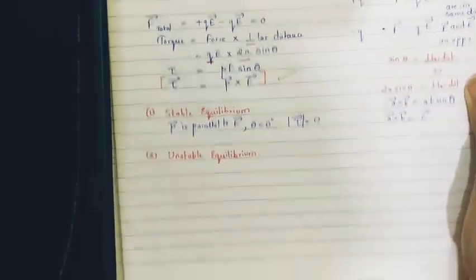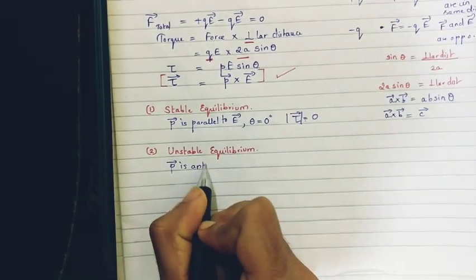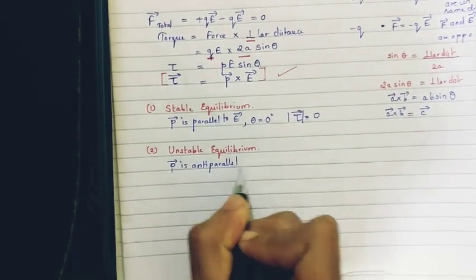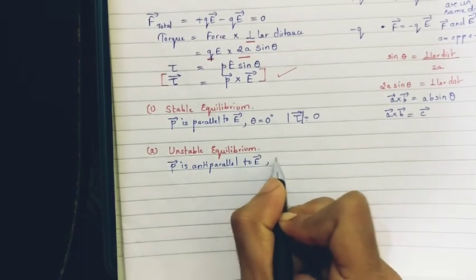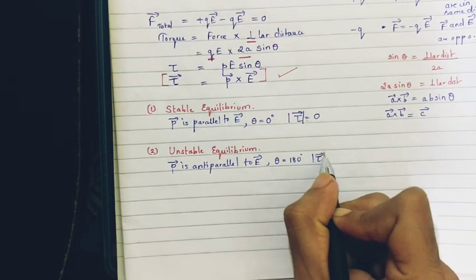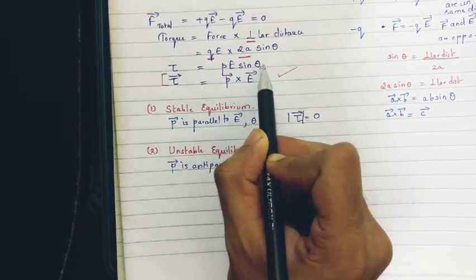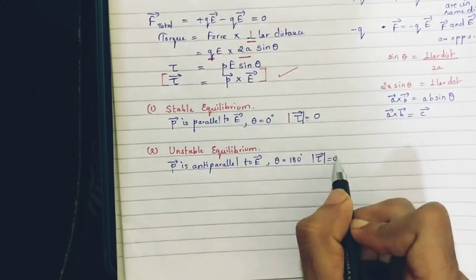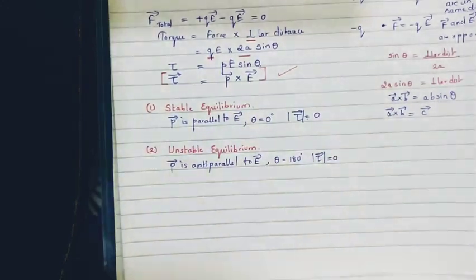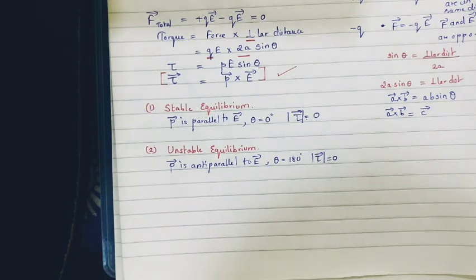So in this case P is anti-parallel to E, and theta is going to be 180 degrees. And what is sine of 180 degrees? Here sine of 180 degrees is going to be 0, correct? And torque again is going to be 0. So in the stable equilibrium and unstable equilibrium, the net torque acting on an electric dipole is 0. That you need to understand over here.